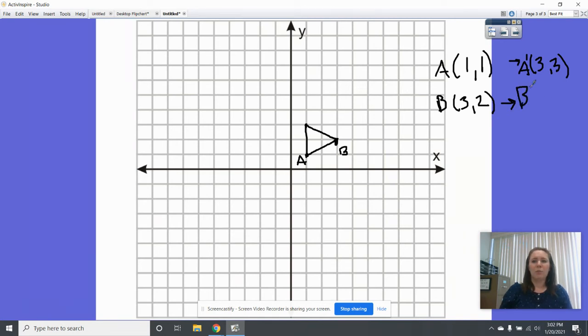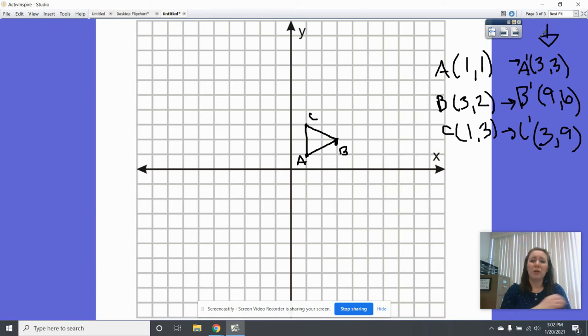And it's going to go to B prime, which we just multiply by 3. 3 times 3 is 9, and 2 times 3 is 6. And then our last one will be C, which is coordinates 1, 3. And when we multiply by 3, 1 times 3 is 3, and 3 times 3 is 9. So I now have a new set of points that I can plot to get my new shape.